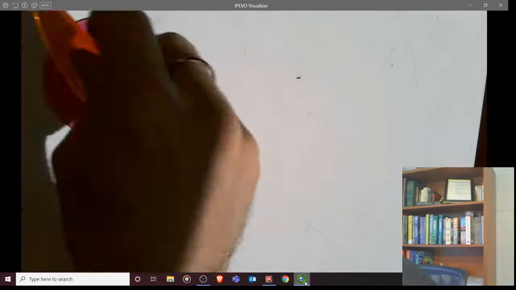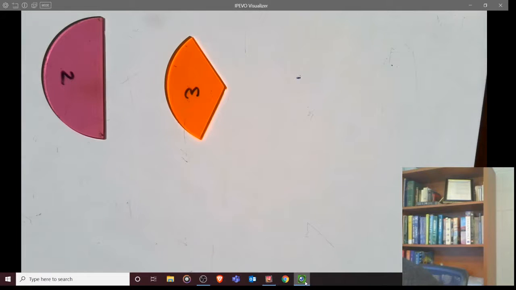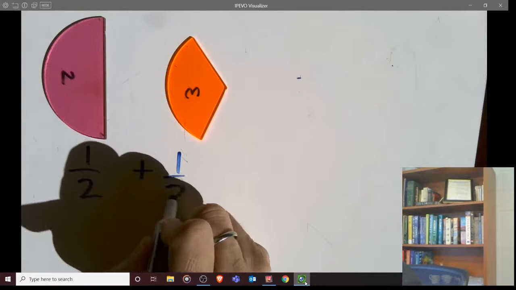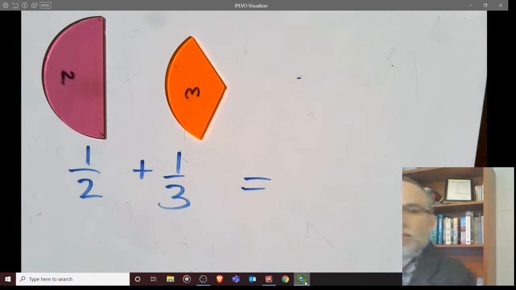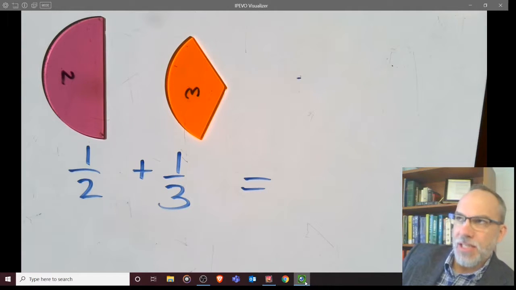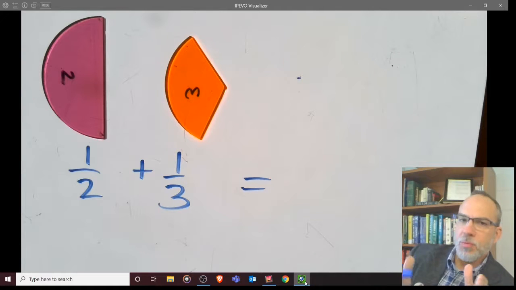I need 1/2. There's my 1/2, and then I need 1/3. So I'm going to write it down like this. I'm going to say 1/2 has to be added to 1/3, and it's going to be equal to something. Okay? Now, how do I add things together? If you remember what addition is, it's combining two or more groups into one total.